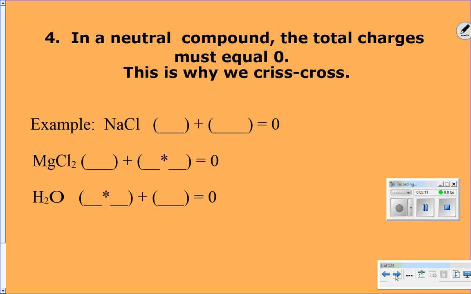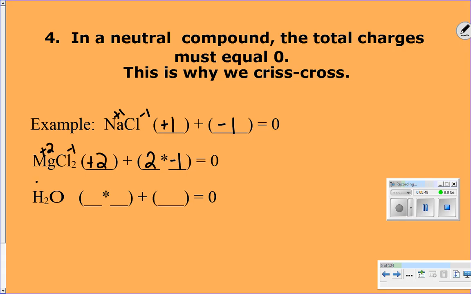In a neutral compound, the total charges must equal 0. In the beginning of the year, this is why we crisscross. So an example of NaCl, if we look up Na on the periodic table, its charge is +1. Cl's charge is -1. So +1 plus -1 equals 0. Neutral. In the case of magnesium, since magnesium has a +2 charge, but chlorine only has a -1 charge, magnesium's giving away 2 electrons for that positive charge. So it needs 2 chlorines to accept those, because each chlorine only takes 1. So our 2 chlorines times -1 gives us that -2 charge that balances out.